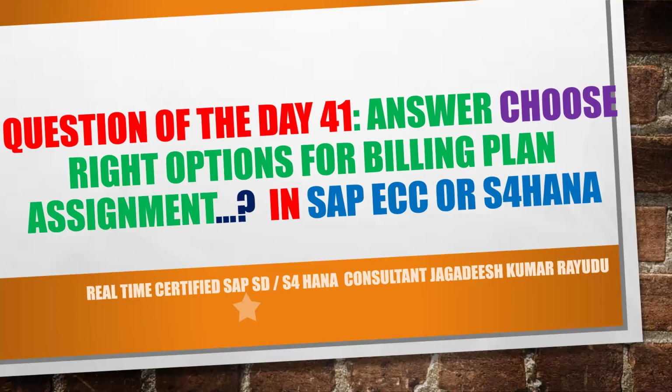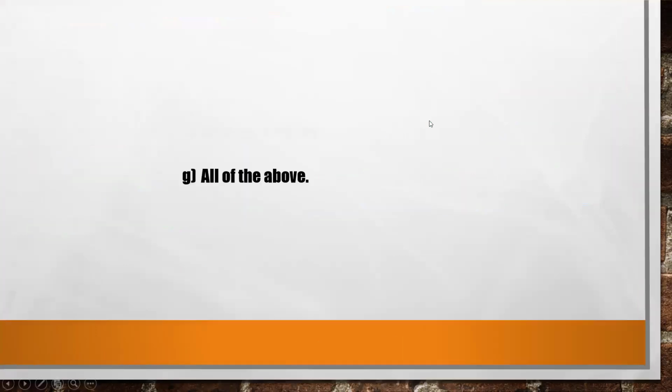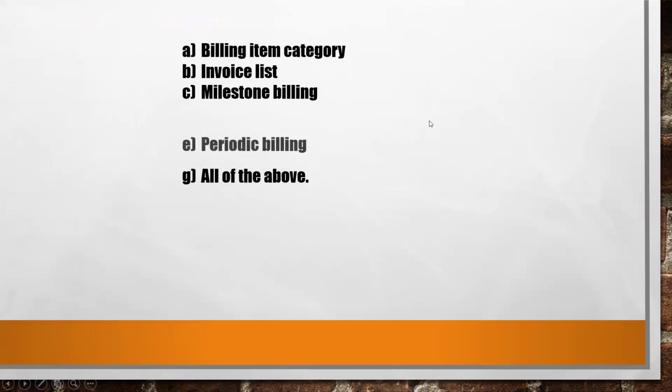Let's choose the right answer for this question. Billing plan type assignment. Okay, so we have different options. Billing item category is a wrong answer. Invoice list is a wrong answer.